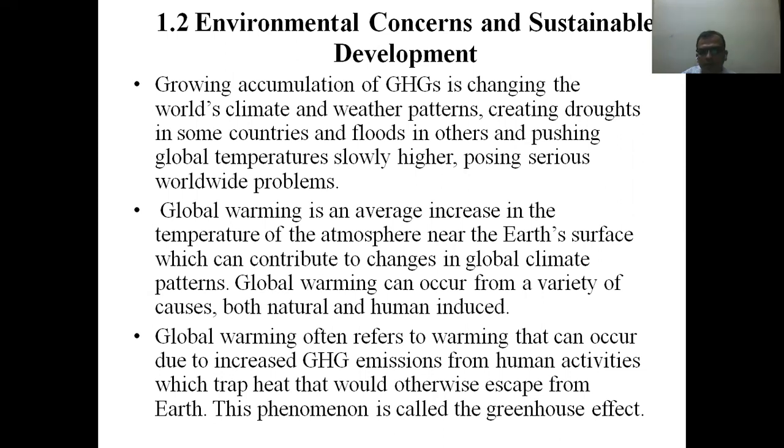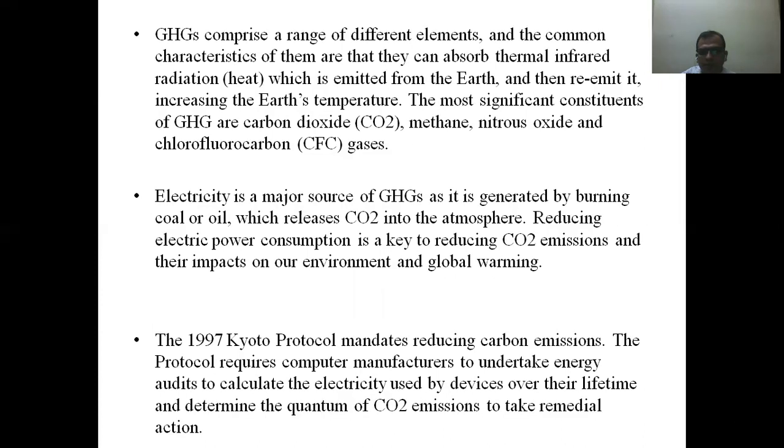What happens if global warming increases? Global warming often refers to the warming that can occur due to increased GHG emissions from human activities, which trap the heat that would otherwise escape from the Earth. So the heat will be trapped. This phenomenon is known as the greenhouse effect. So global warming should be minimized in order to make the Earth green. Otherwise, the greenhouse effect will take place.